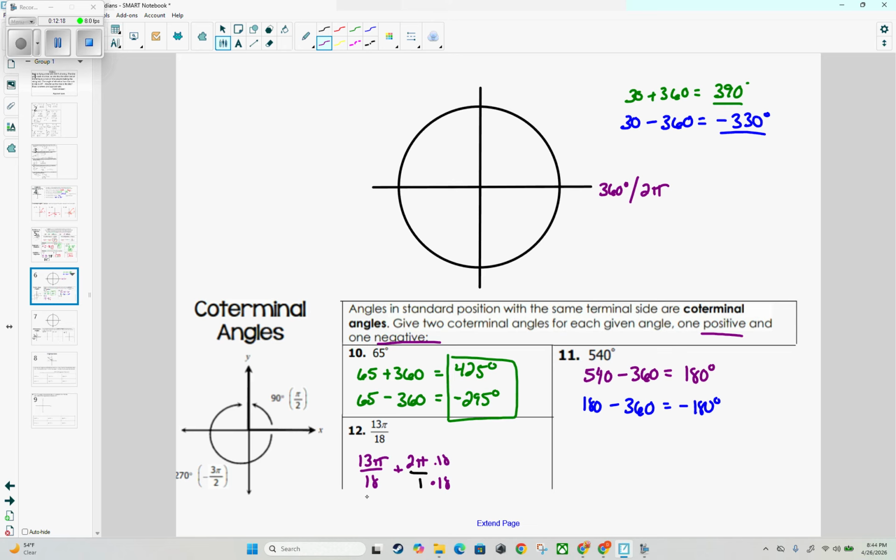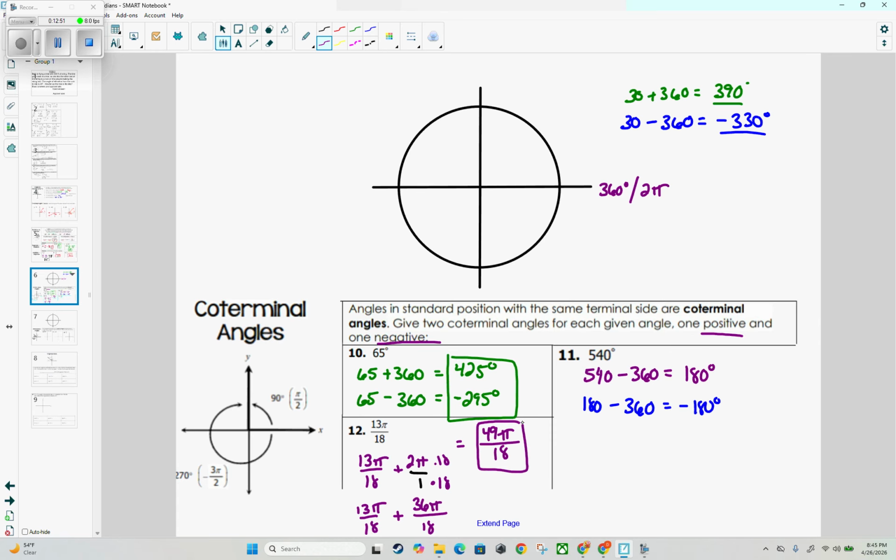So I have 13 pi over 18 plus 36, I believe, pi over 18. I times that, yep, 36. And then I can now add my numerators. So 13 plus 36 gives me 49 pi over 18. Okay, having a little trouble there, so let me pull that up to the top. So 49 pi over 18. That is one of my answers.